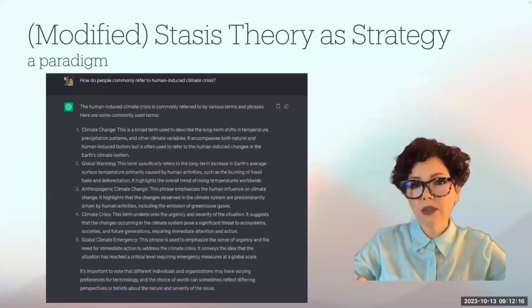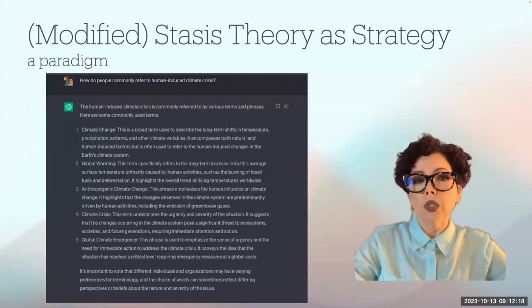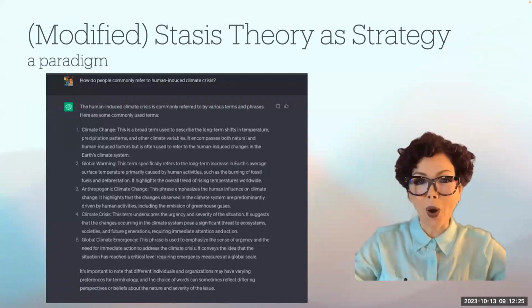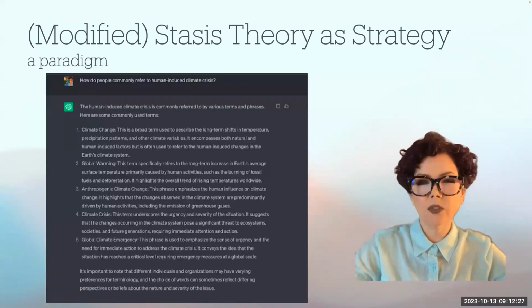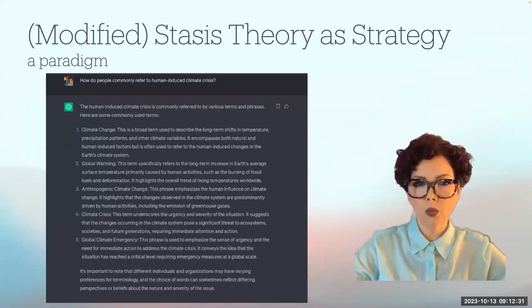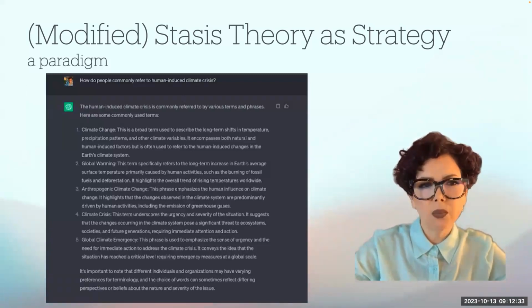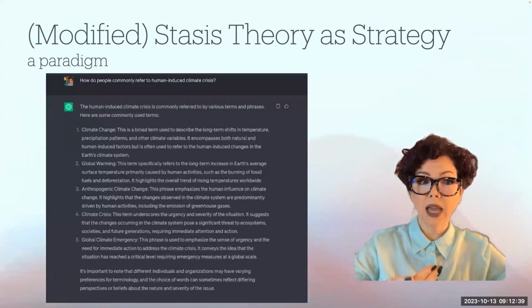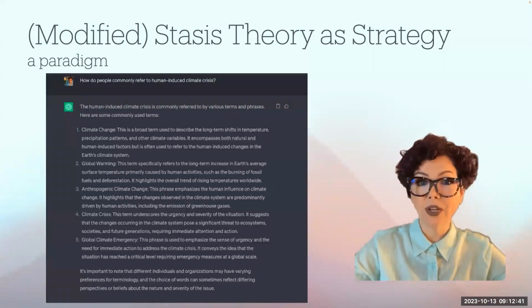So just to give you a quick example, students often, even though I've given them prompt instruction, they don't always, they're in a hurry. So I've tried to generate in this slide just a very loosely worded prompt. And it's like, how do people commonly refer to human-induced climate change? And so what I get back is a series of 5 different categories.